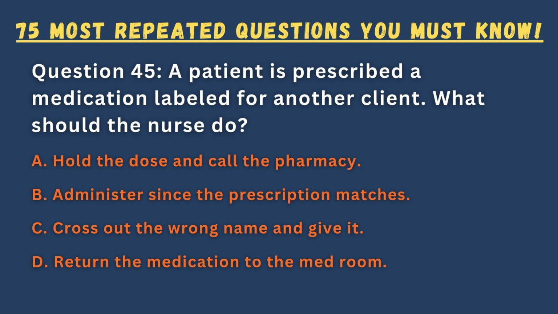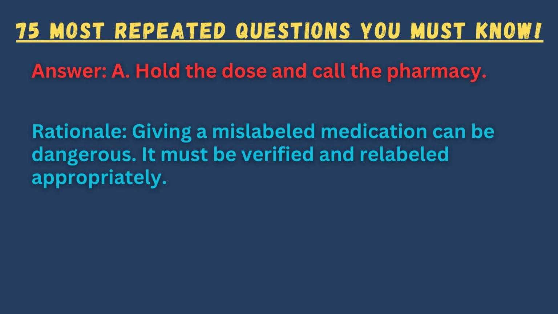Question 45. A patient is prescribed a medication labeled for another client. What should the nurse do? A. Hold the dose and call the pharmacy. B. Administer since the prescription matches. C. Cross out the wrong name and give it. D. Return the medication to the med room. Answer: A. Hold the dose and call the pharmacy. Rationale: giving a mislabeled medication can be dangerous. It must be verified and relabeled appropriately.